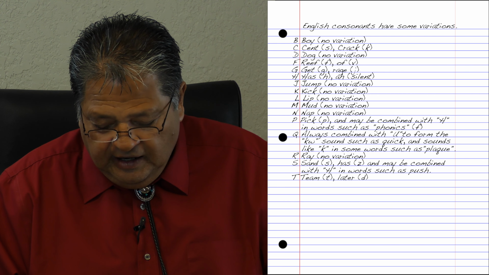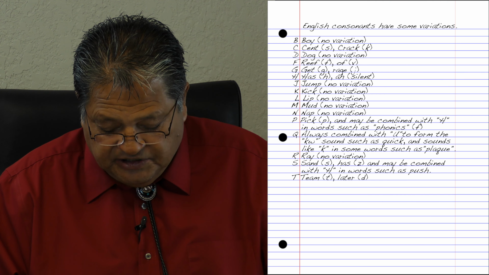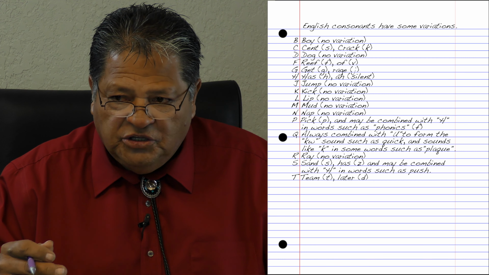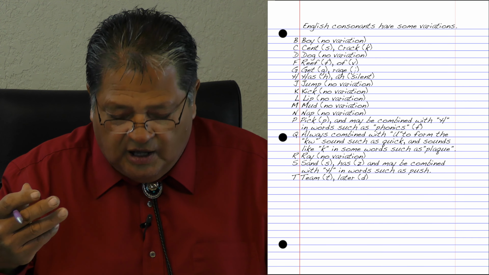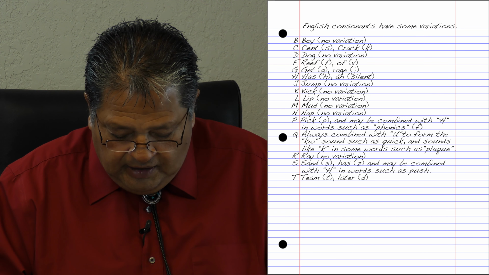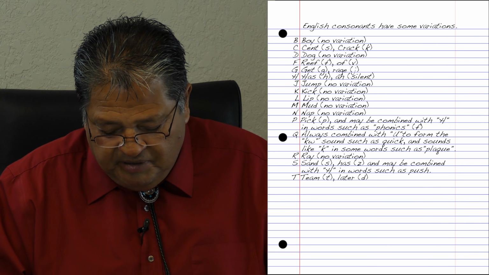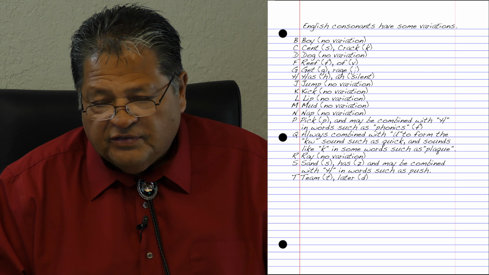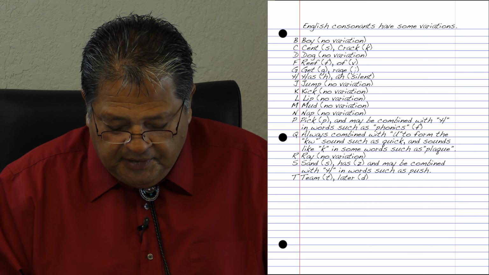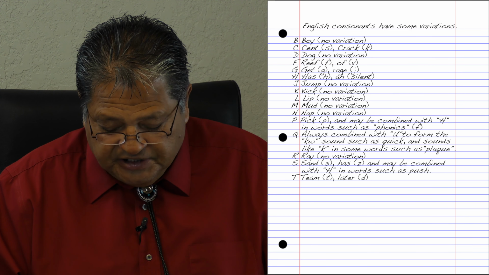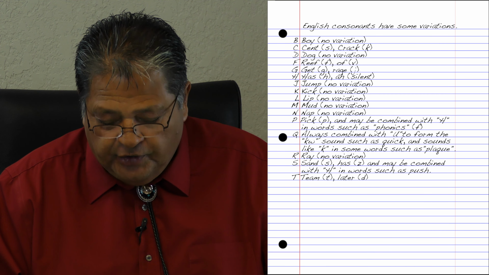The letter T. And I call these letters that can be used to make two different sounds variable consonants. The letter T can be used in a soft form, as in the word team, or it can make the hard sound like a D, such as in the word later.